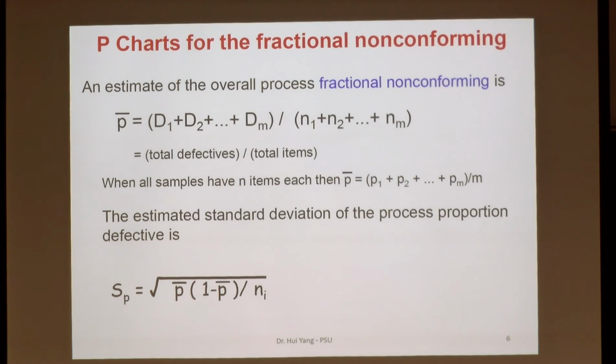Then we have the p bar. This is the estimate of the overall mean. So you have d1, the number of defectives in sample 1, and then the sample size of sample 1, the size of sample 2. Then this is the total defective over total items. So when all samples have n items, this will equal p bar, which is p1, p2, up to pm divided by m. The estimated standard deviation of the process proportion defective will be SP, the square root of p bar times 1 minus p bar over ni.